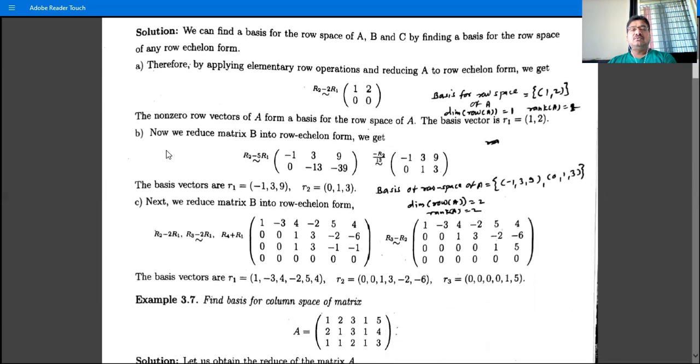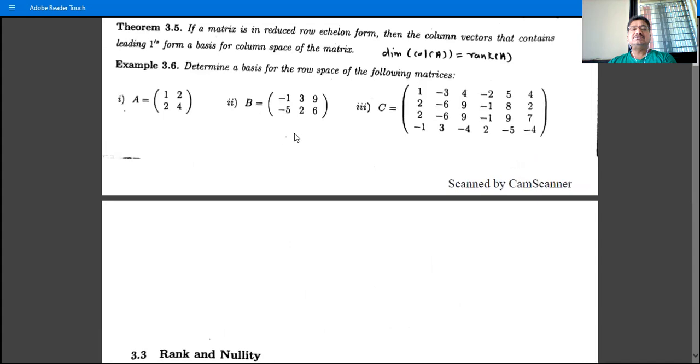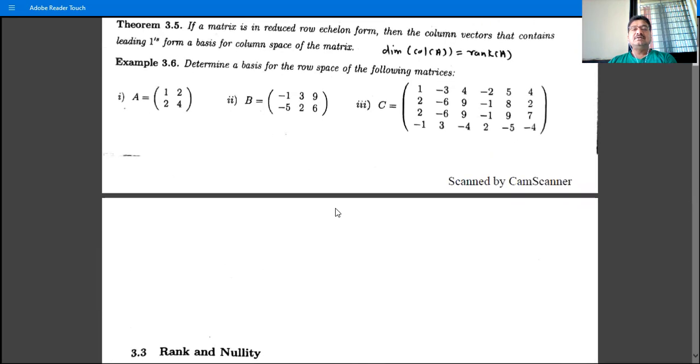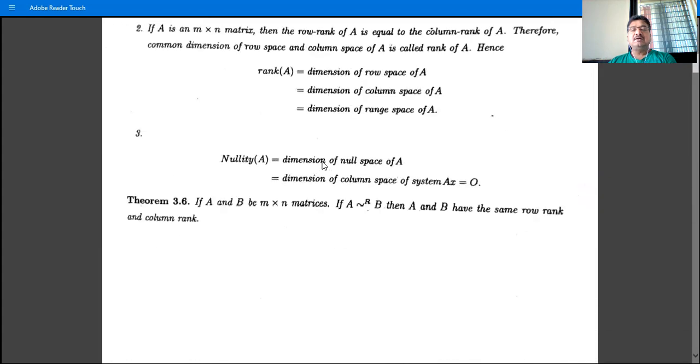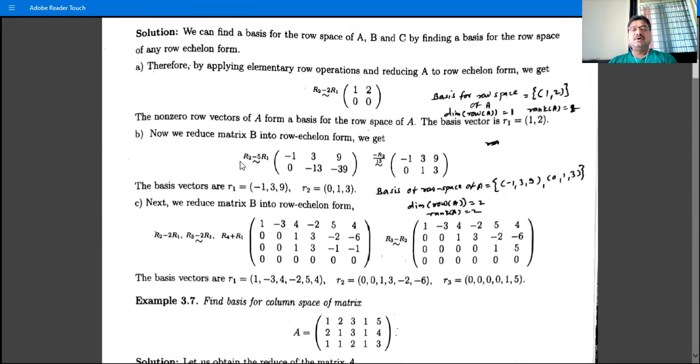Okay, then we have to find the answer of the second question. So write first this B and then apply the operation. We have to reduce this minus 1 to plus 1. So apply the operation minus 1 R1 first, and then apply R2 plus 5 R1. Then we have this matrix, and then we have to reduce this minus 13 to 1. So write minus 1 by 13 R2. So first reduce this minus 1 to 1 and then apply R2 plus 5 R1. So we have another matrix, 1, minus 3, minus 9, and 0 1 3.